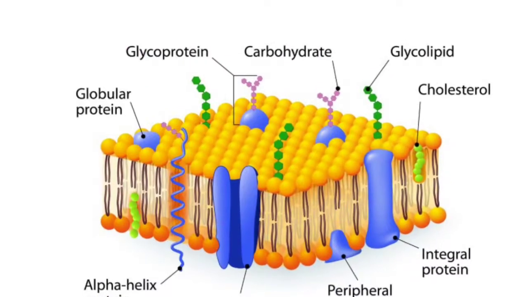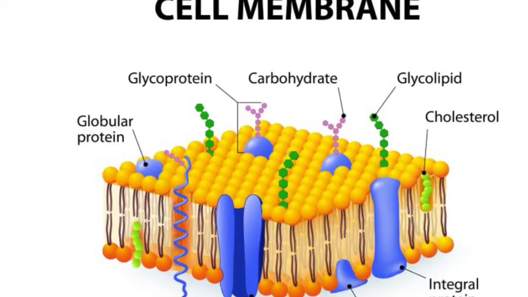The cell membrane is found in prokaryotic and eukaryotic cells. It controls what goes in and outside of the cell. Sort of like the front doors of the school control what goes in and outside of the school.